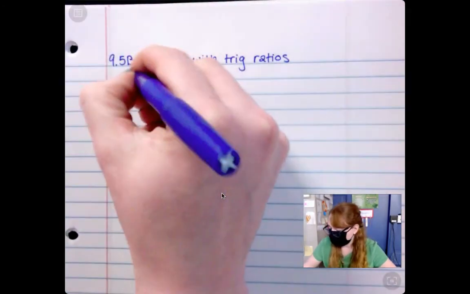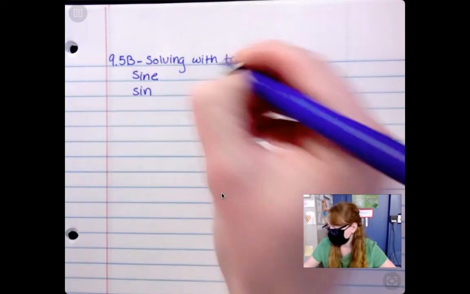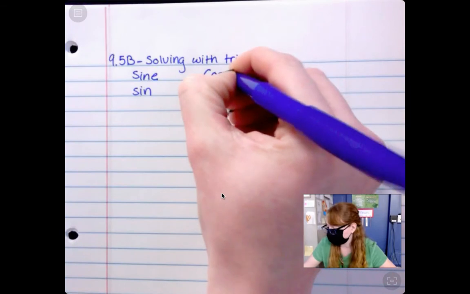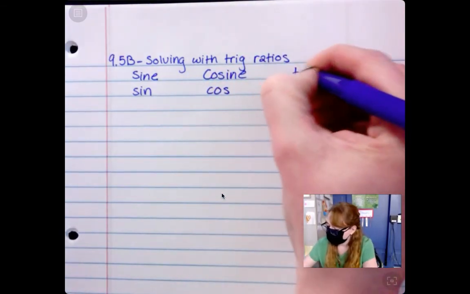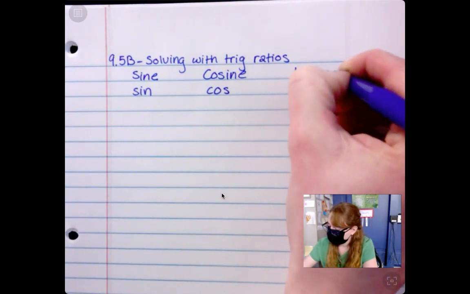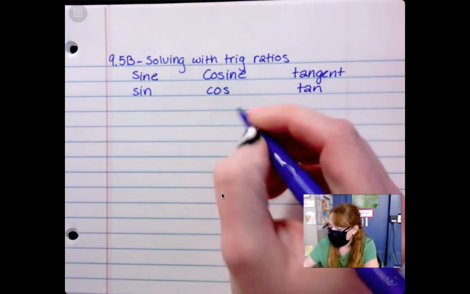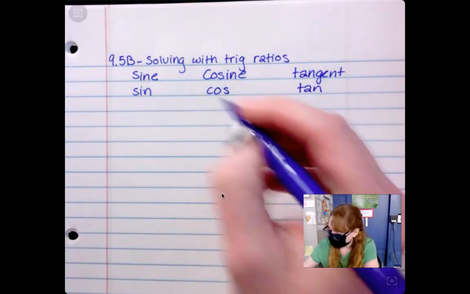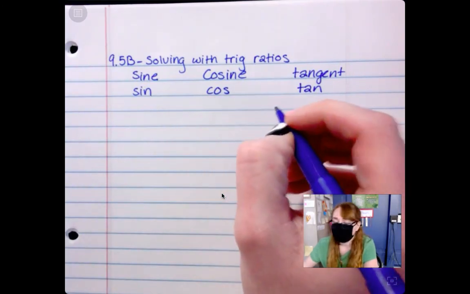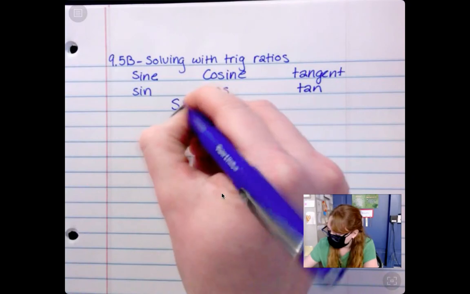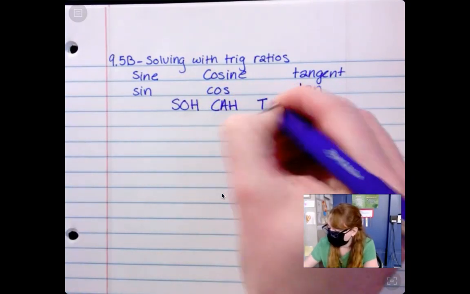That is sine, abbreviated SIN, cosine, abbreviated COS, and tangent, abbreviated TAN. Okay, so we had a saying yesterday to help us remember each of our trig ratios, and that phrase was SOH CAH TOA.